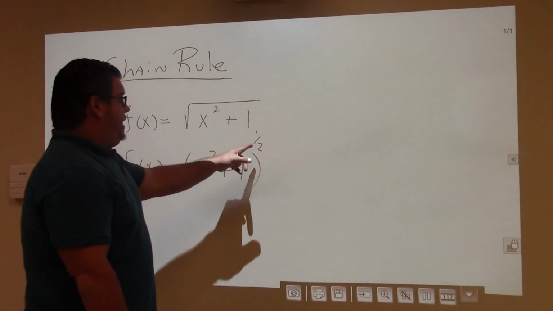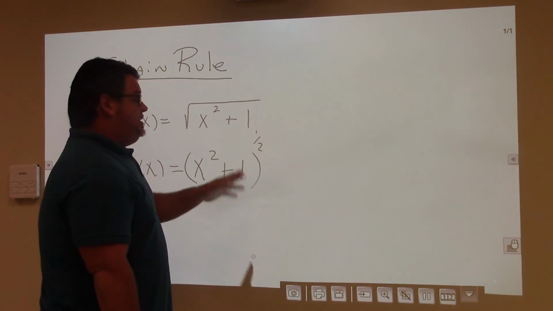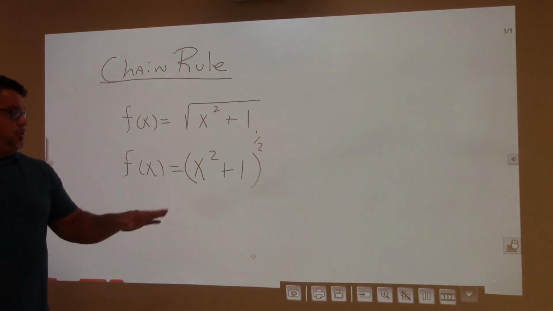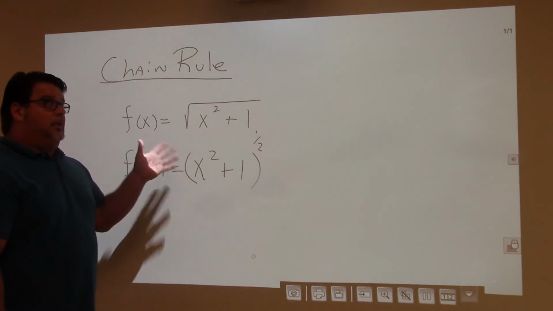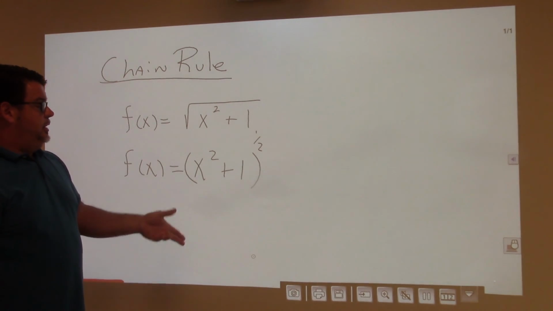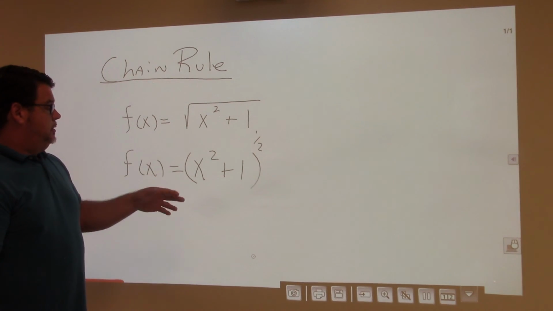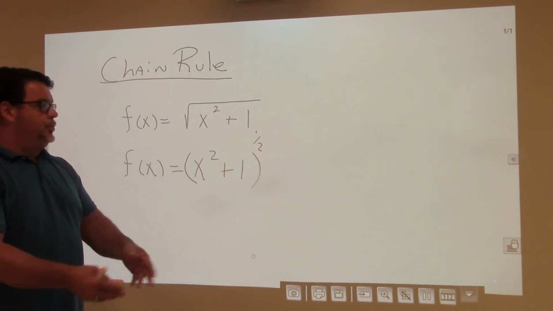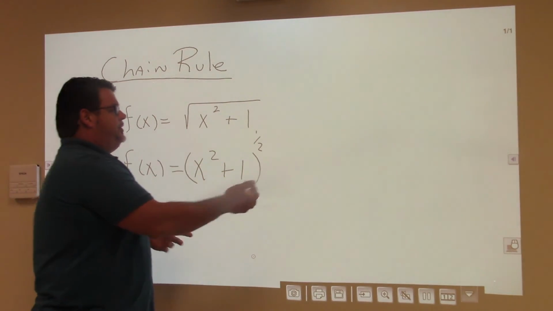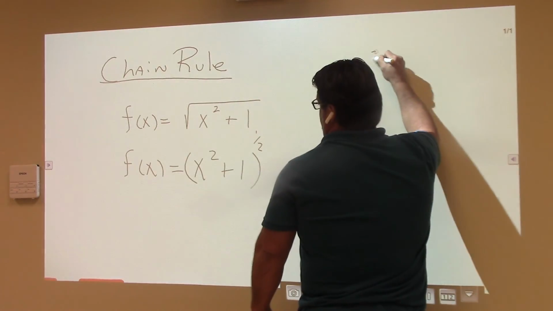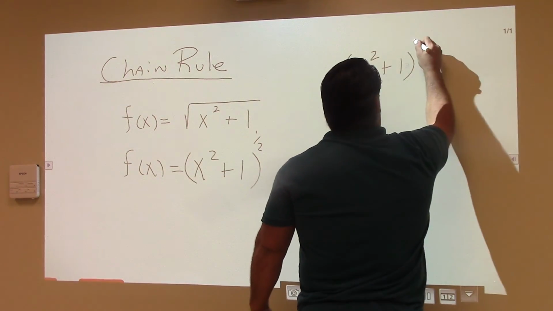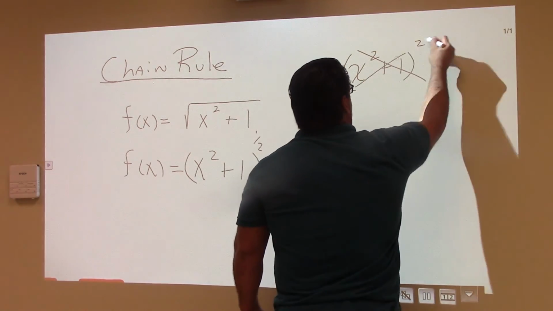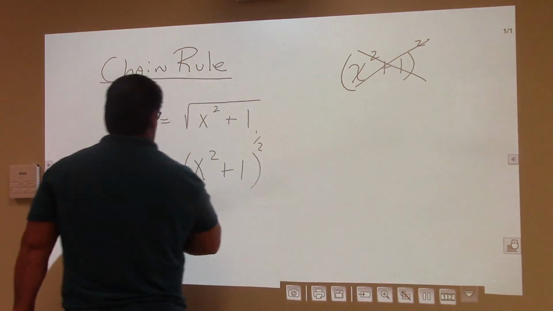Because if this was a square, you could say x squared plus 1 times x squared plus 1, and you could use your FOIL method, or you could use the product rule. You could do that, but that's not what we have. We have to the 1/2 power.